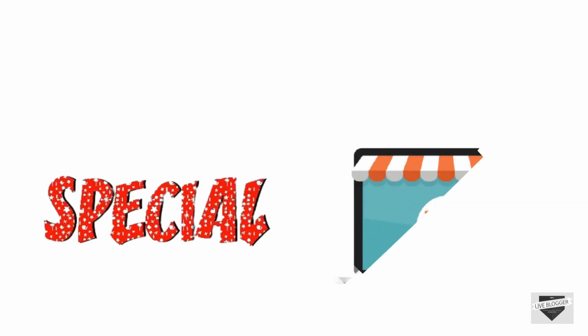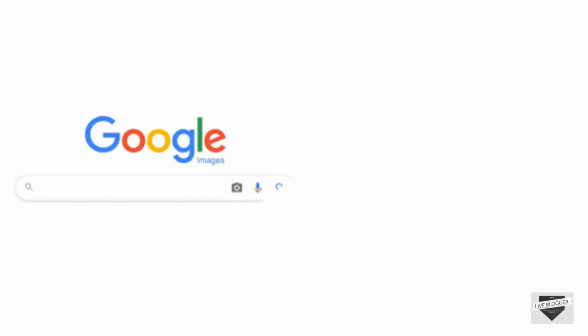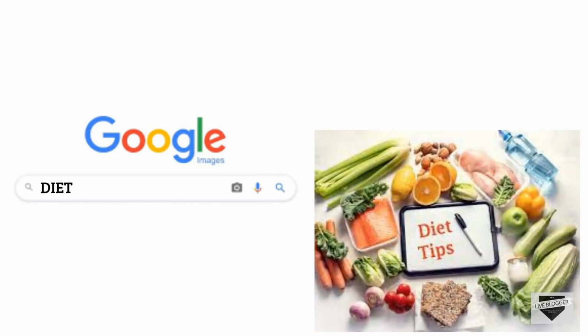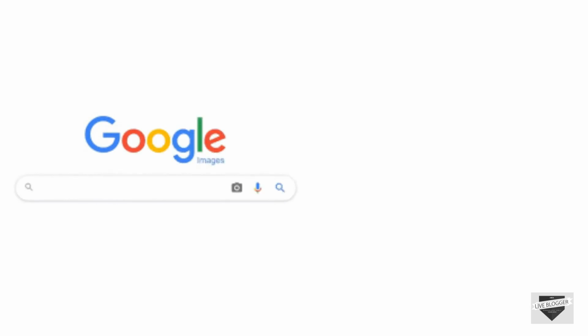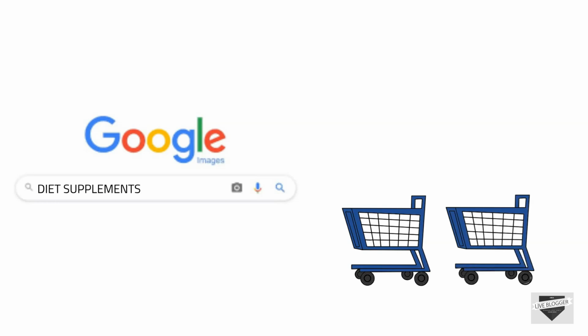The second reason is that long tail keywords have a high conversion rate. These keywords are not only longer but they are more special. It is very useful for online stores. For example, let's take the keyword diet. If someone is searching for diet, then he's probably trying to learn about diet, which means they are not here for purchasing anything. But at the same time, if someone is searching for a long tail keyword like diet supplements, then they are much closer to purchasing.